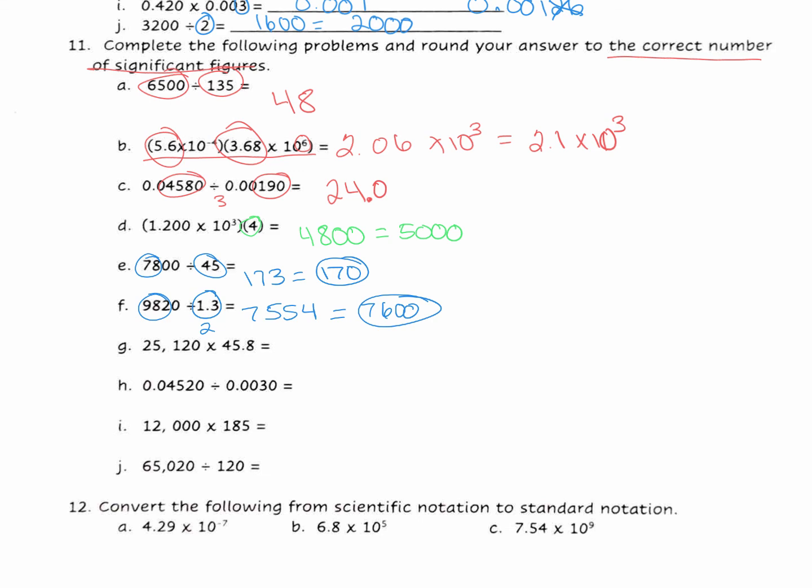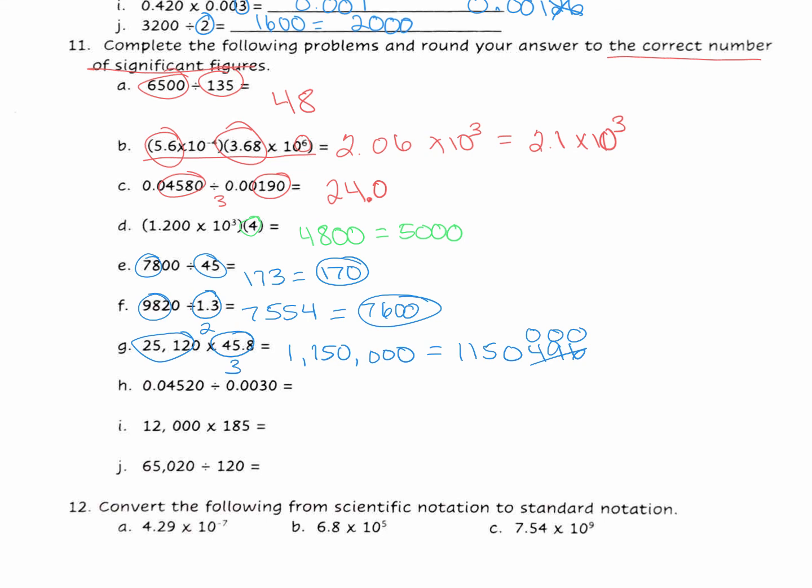The next one, G. We have 25,120 multiplied by 45.8. I get a long number. This has 4 significant figures and this has 3, so I can keep 3. So my number is 1,150,000. This is my answer. I have 3 significant figures. The number from the calculator was 1,150,496. So I just basically changed the 496 to 3 zeros.